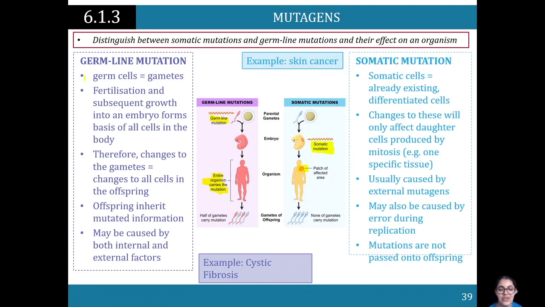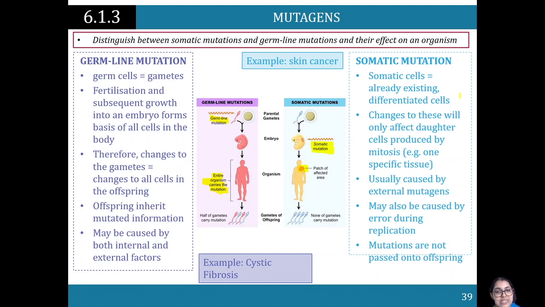All I just said. Germline mutations affect the gametes, and so changes to the gametes lead to changes to all cells of the offspring, and the offspring will inherit mutated information, and it can be caused by both external and internal factors. An example of that is cystic fibrosis.